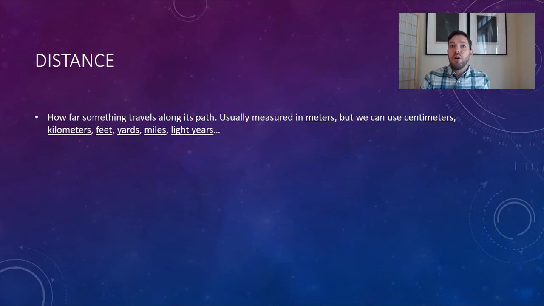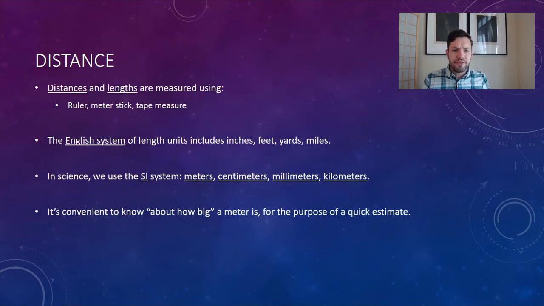We will also pay attention to something called distance. This is how far something travels in its path. Like I said, in science, we generally measure this in meters or centimeters or kilometers. We could also use other units of measurement. And we measure these distances and we measure lengths of objects using a ruler or a meter stick or a tape measure.